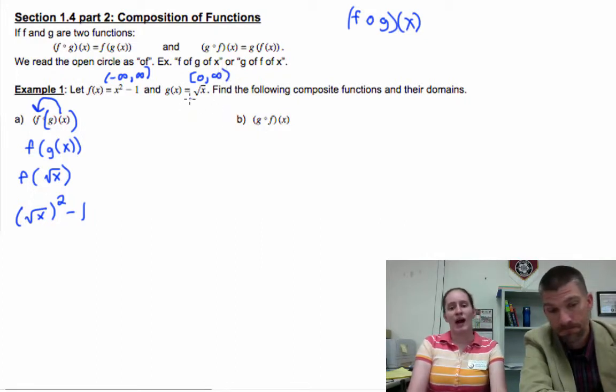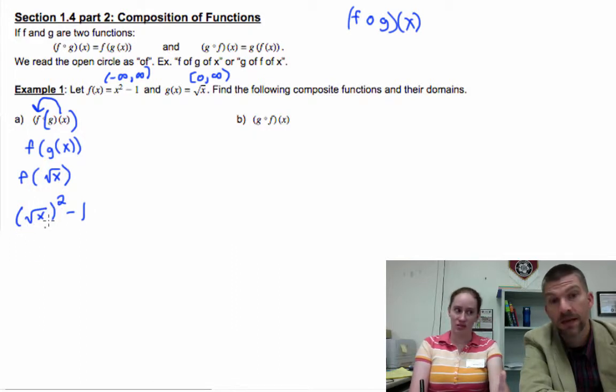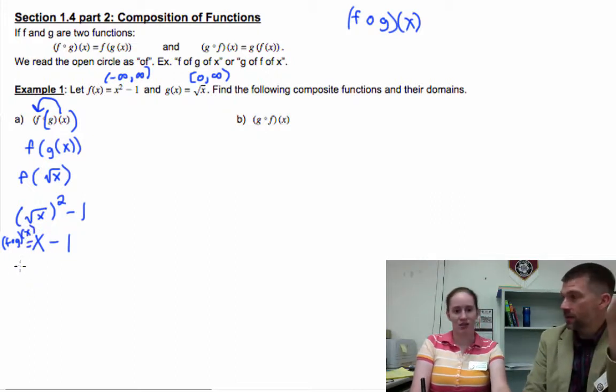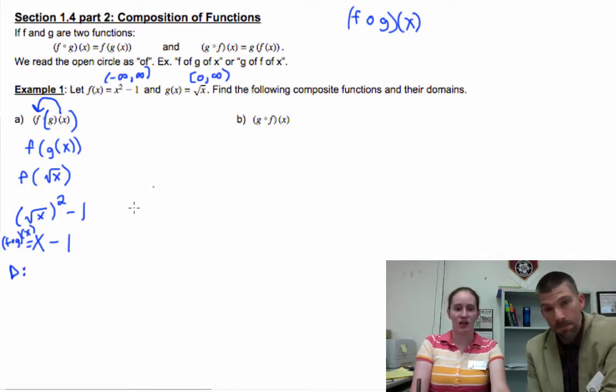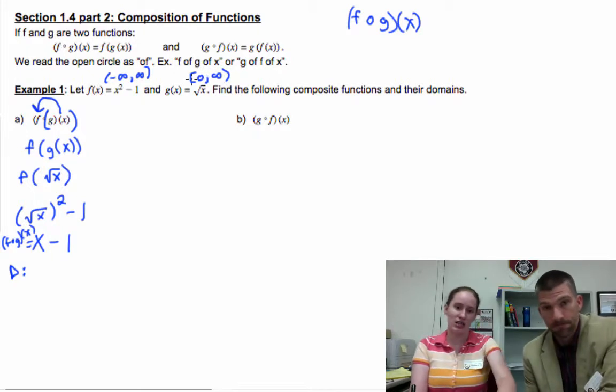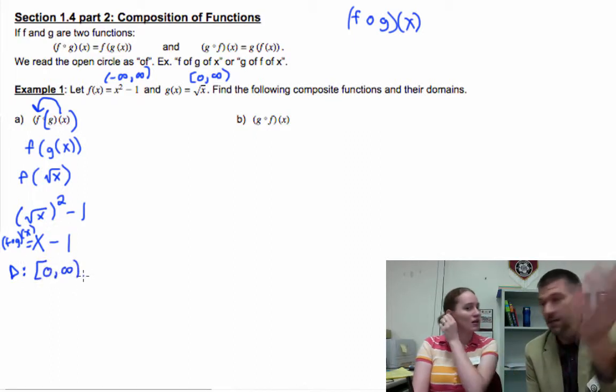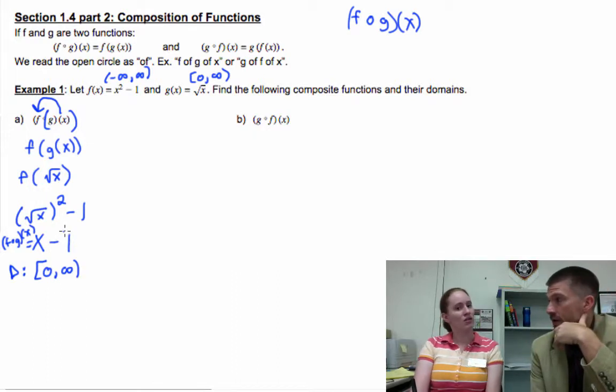Through this process, we are taking g and plugging it into f. Now this will simplify. Square root of x squared is x. The minus 1 stays, so it simplifies to x minus 1, which is what f of g of x equals. Now, if you're not mathematically astute, you would say that domain is all real numbers. But that's a lie, because what numbers were we only allowed to plug in? From 0 to infinity. Because we're taking g and plugging it into f, we have to use g's domain. You can graph this too, and it will show you the correct graph, which might help.